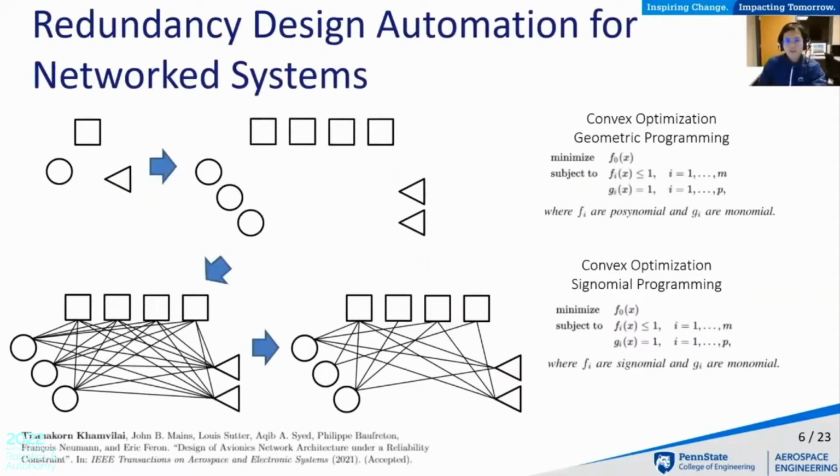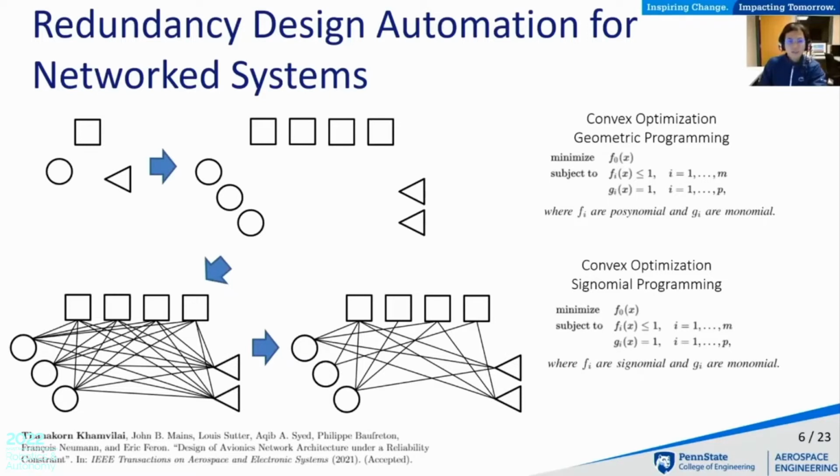Consider three different types of components, denoted by a circle, a square, and a triangle. The first goal is to determine the minimum level of redundancy for these components to satisfy the reliability constraint. The method I used is called geometric programming, which is a subset of convex optimization that has the benefit of providing a globally optimal solution.